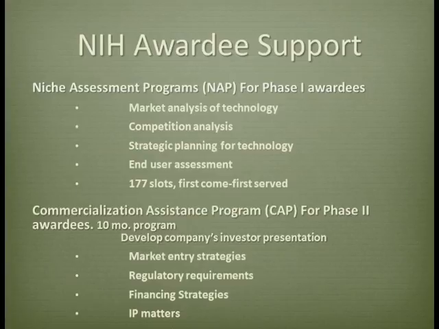So NIH does support their awardees pretty well. For the Phase 1 awardees, there is a NICHE assistance program that can help you with market analysis of the technology, competition analysis, strategic planning for the technology, and user assessment. There are 177 slots for this program, and it's on a first-come, first-served basis. NIH also has the Commercialization Assistance Program, CAP, for the Phase 2 awardees. It's a 10-month program that helps the company develop its investor presentation.